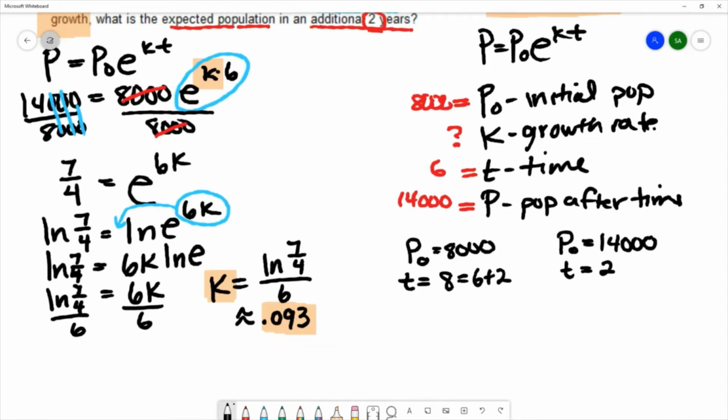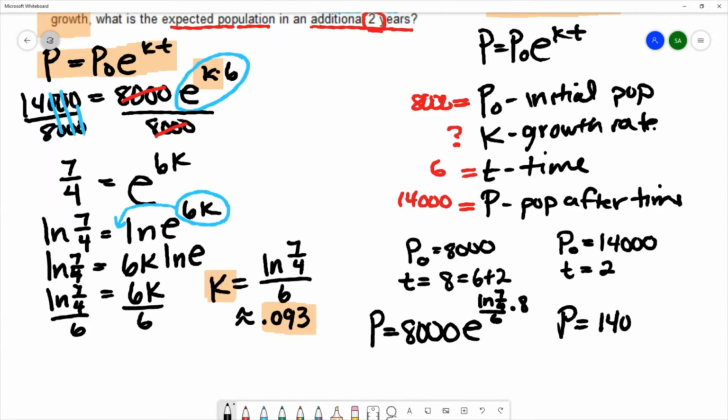Remember that our model is this right here, P equals P naught e to the kt. So that's P equals 8,000 e, and we're going to use that value of k that we found, natural log of 7/4 over 6, times a time of 8 years. And the other way, we would use an initial population of 14,000 e to the k, that's natural log of 7/4 over 6, times 2.